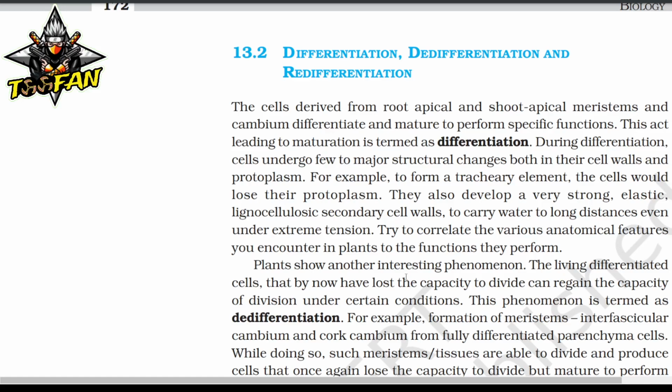They also develop a very strong elastic lignocellulosic secondary cell wall to carry water to long distances even under extreme conditions. Try to correlate the various anatomical features you encounter in plants to the functions they perform.